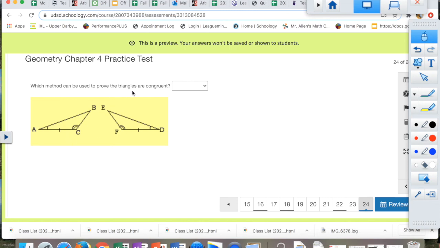Which method can be used to prove the triangles are congruent? Well, it looks like angle. This isn't a great sketch, but I got angle, side, angle. Over here, I have angle, side, angle. So I'm going with angle, side, angle.